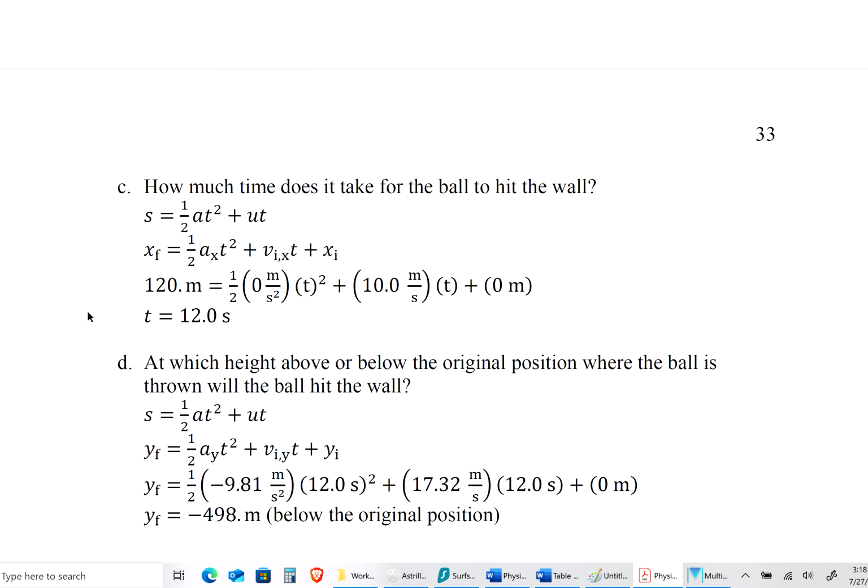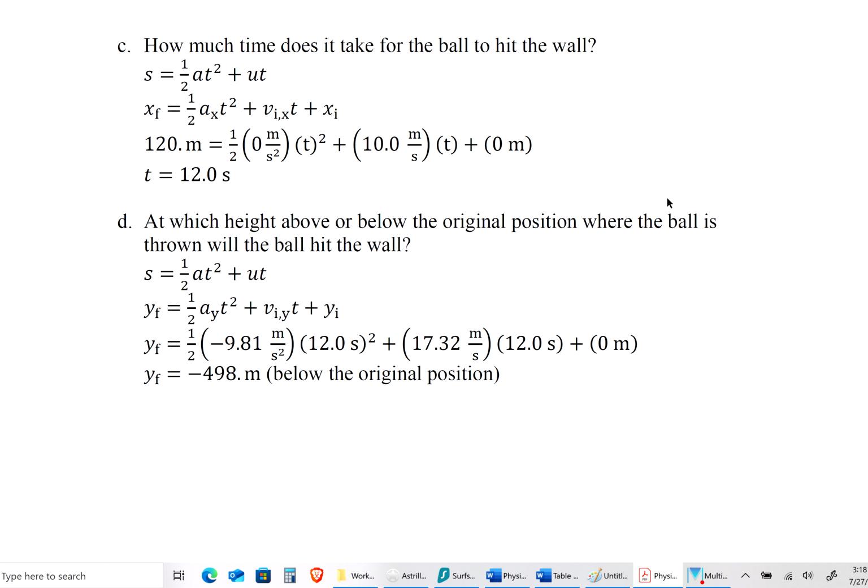Part C, how much time does it take for the ball to hit the wall? So we're going to use this equation here. Part D. At which height above or below the original position where the ball is thrown will the ball hit the wall? It says at which height. So that means we're going to use a vertical equation with vertical variables.